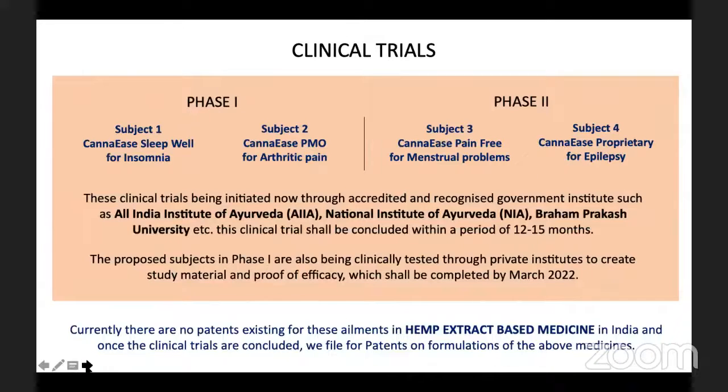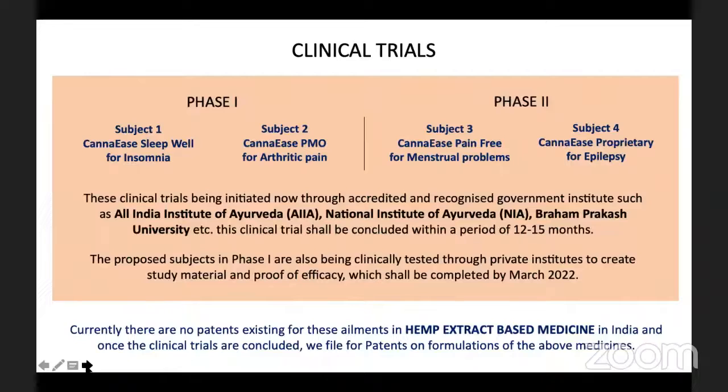The first clinical trial which we are doing is on insomnia with a product called Sleep Well. And we hope to finish this trial in the next 3 to 4 months. This is going to give a lot of credibility, and we can also give all these texts to the doctors so they can read about the medicine and at least bring us credibility. Also, these studies will be available in journals and everything. So overall for hemp-based medicines, I think it's a very good move.